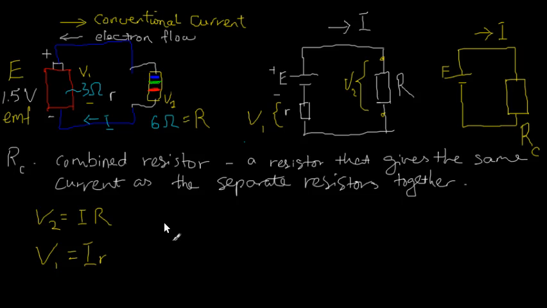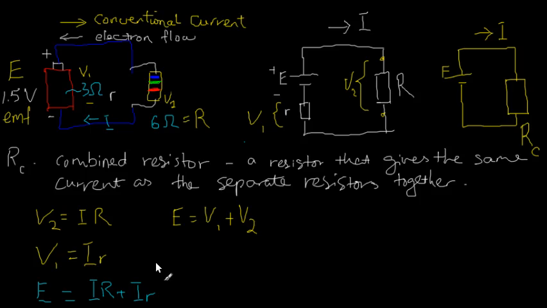Let me write that out separately. The EMF must be equal to the separate V1 plus V2, since they're about the work done. And if I now add these two together, I will get E, and if I add those two, I will get I big R plus I little r. So that's the kind of relations that we can find for this circuit.